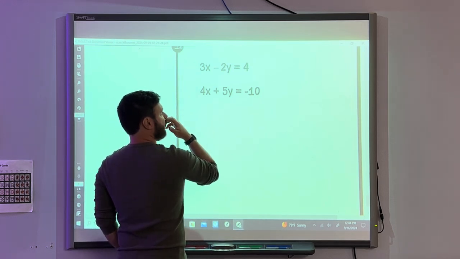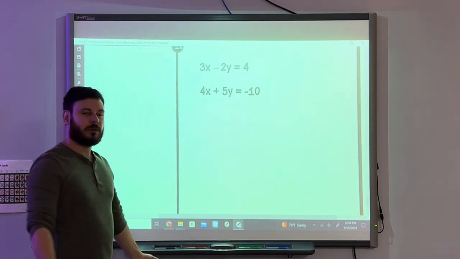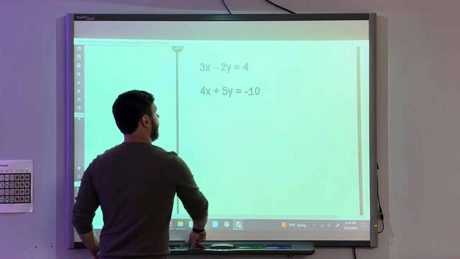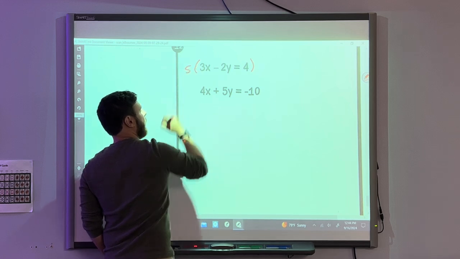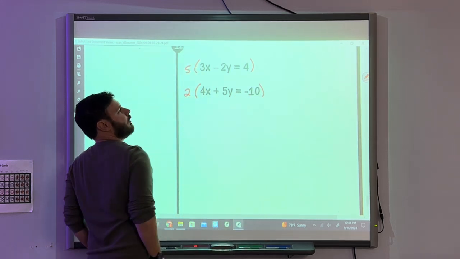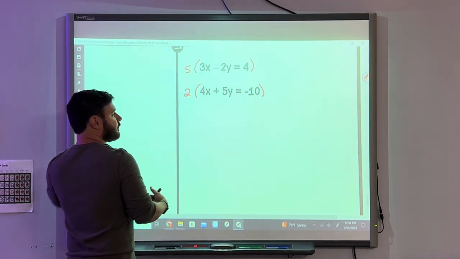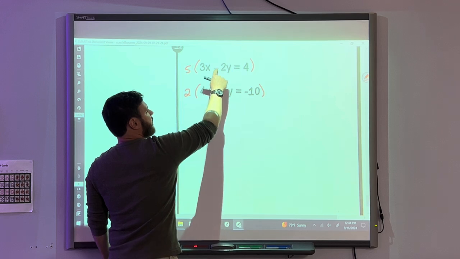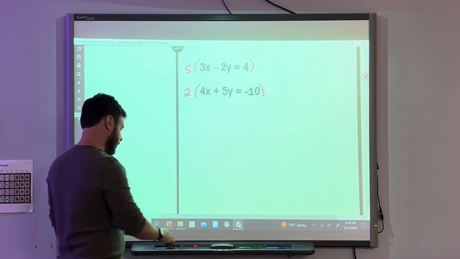What is the smallest number that you can multiply to make a 2 into that you can also make a 5 into? Well, it's going to be 10. How do you make a 2 into a 10? You multiply it by 5. How do you make a 5 into a 10? You multiply it by 2. Okay, so at the end of the day, that's going to give me the same number. The reason I chose the y is because they have opposite signs already. So that was already checking one of my boxes.